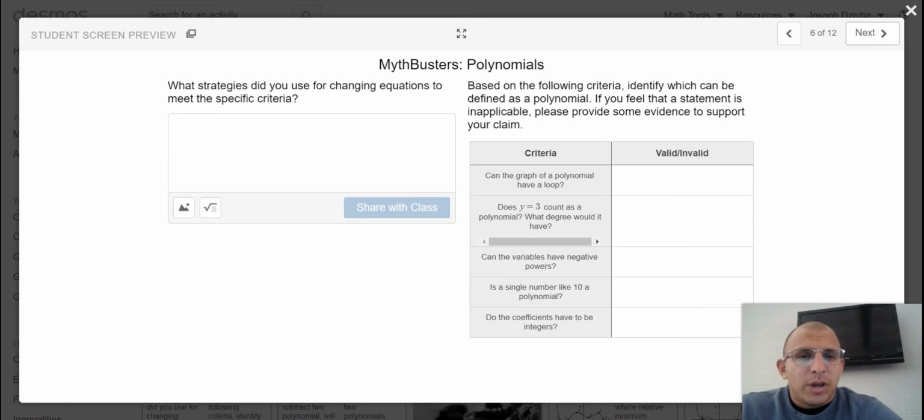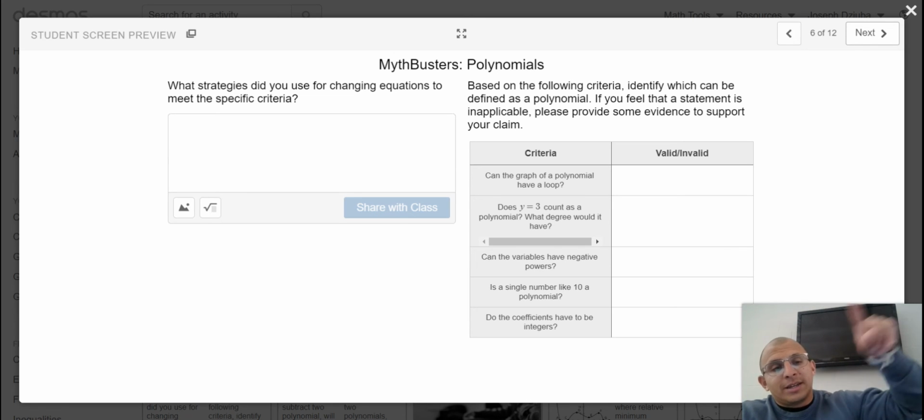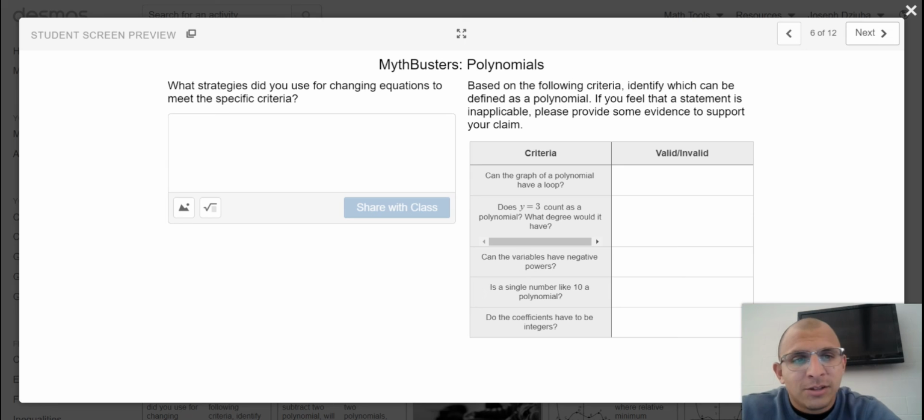In our table, we have some various criteria, and it is your job or responsibility to determine if this criteria is valid. Can the graph of a polynomial have a loop? Right. So does that mean, can it have a circle within its graph? Is that valid or invalid? If it's invalid, please make sure you provide some evidence to support your claim.